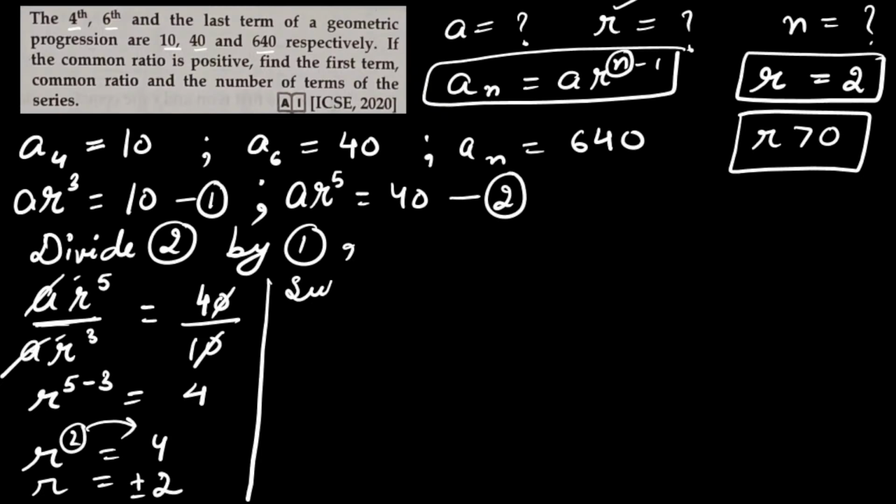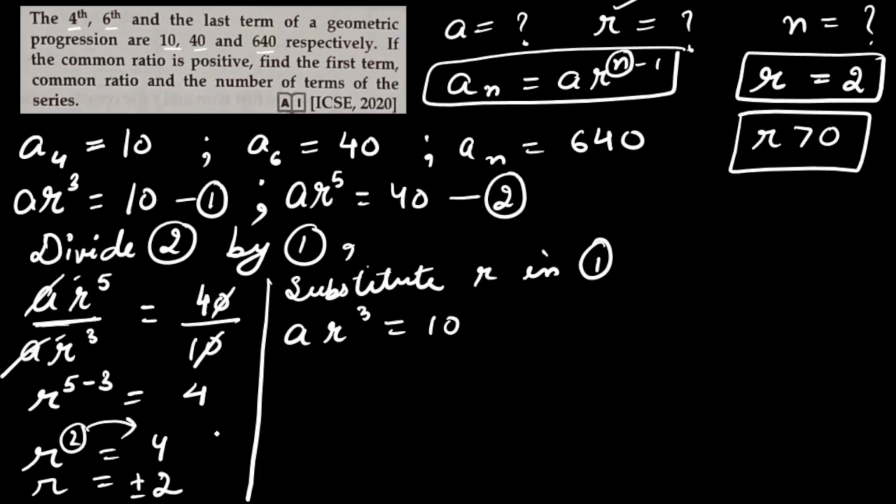So substitute r in the first equation. Any of the equations we can use, either first or second. So the first equation is a r cube equals 10. r's value is plus 2. I'll just substitute, so 2 cubed in place of r. 2 cubed is 8. So a into 8. 2 into 2 into 2 is 8.